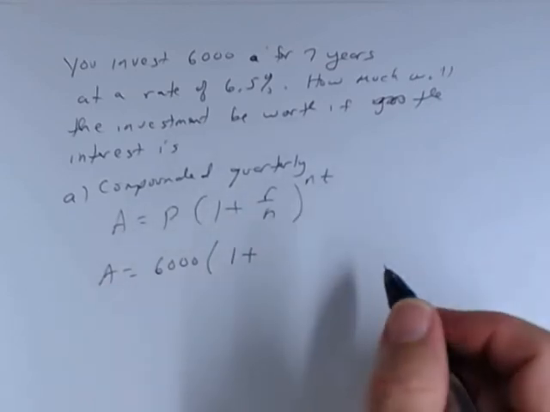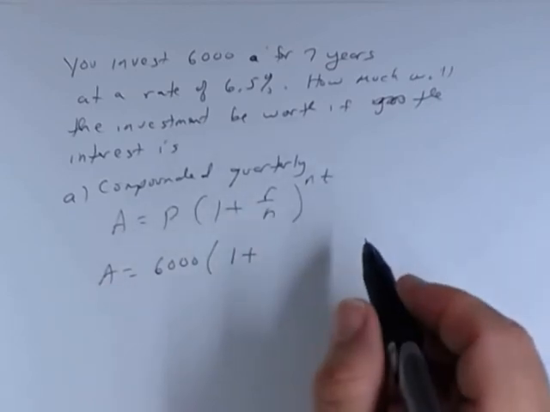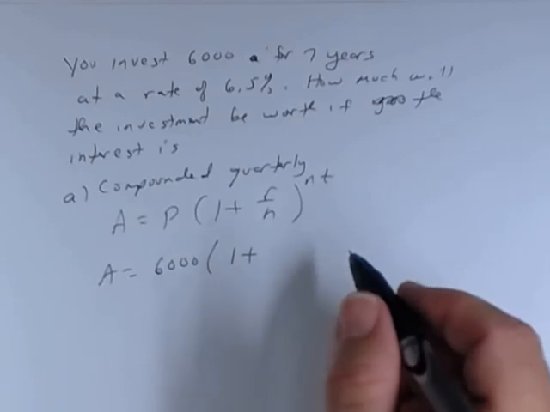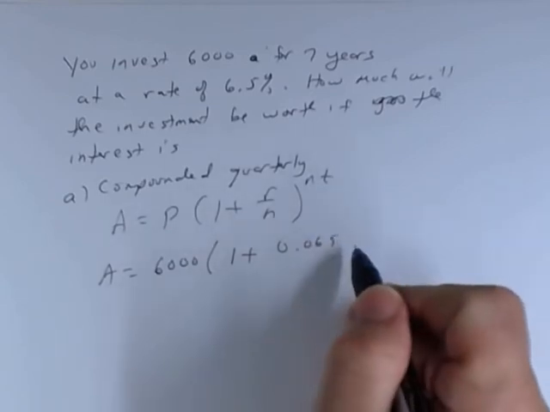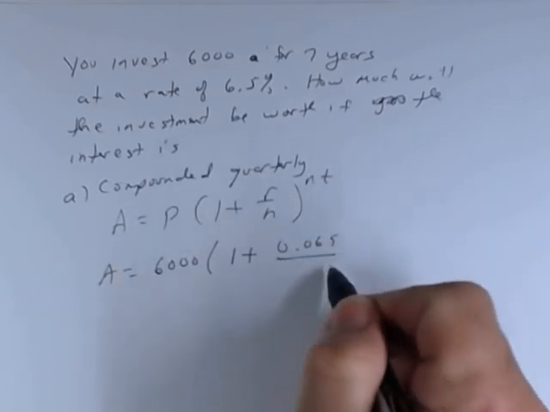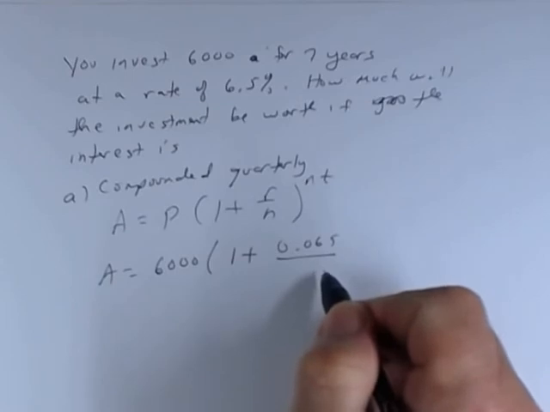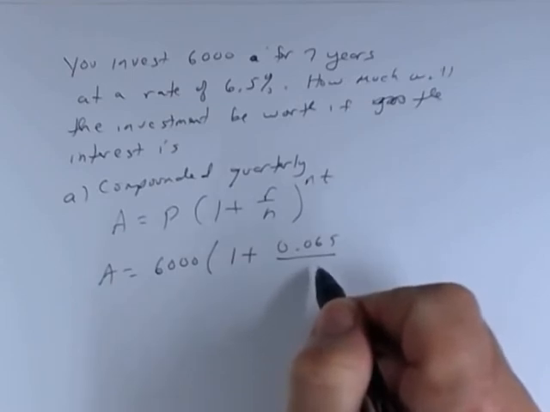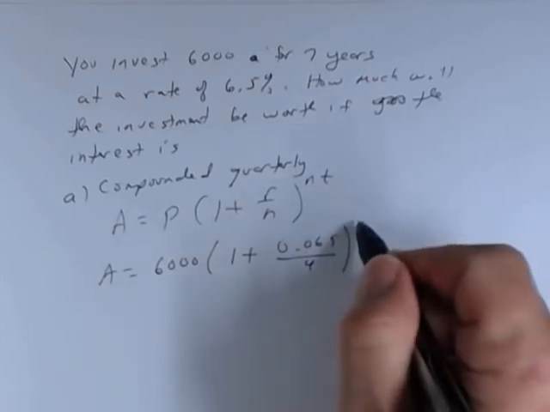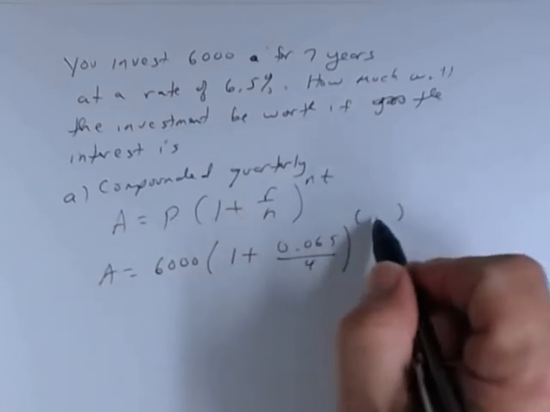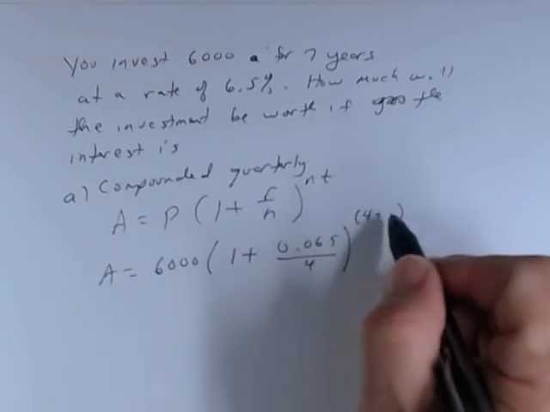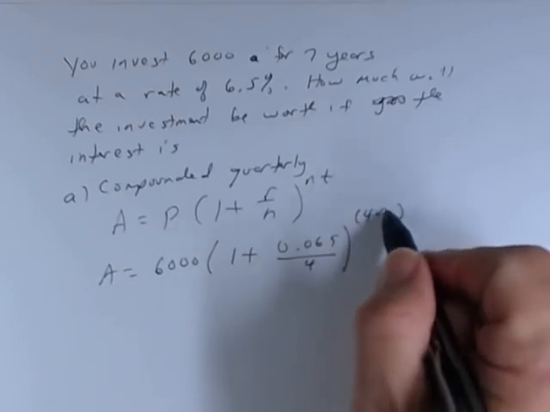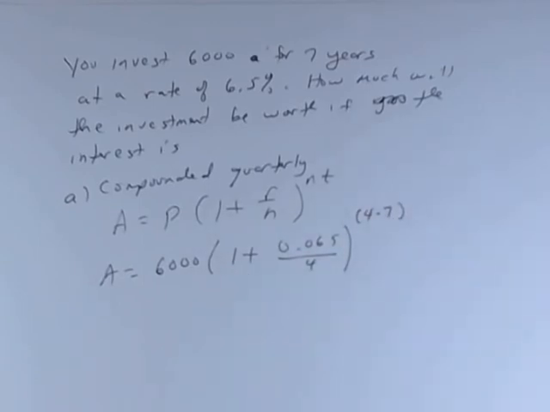What's R as a decimal? Y'all agree it's 0.065? Okay. 0.065. Divided by N. What's N? 4. Because quarterly, right? All raised to, and put that in parentheses. Put the NT in parentheses. What's N? 4. What's the time? 7? Okay. Now let's use a calculator.